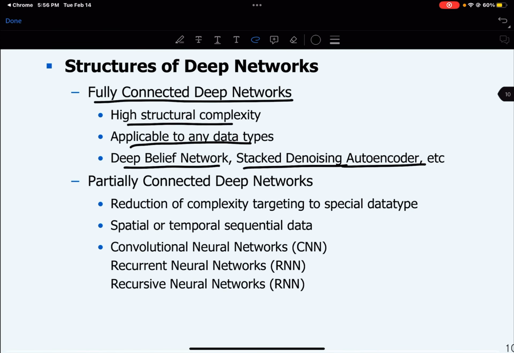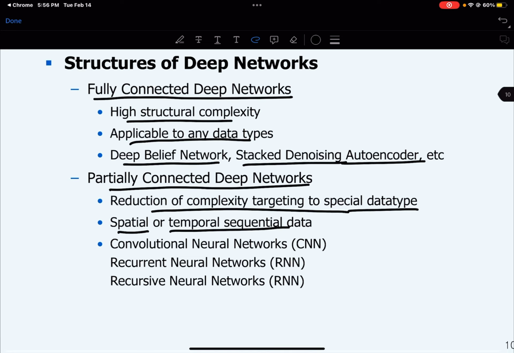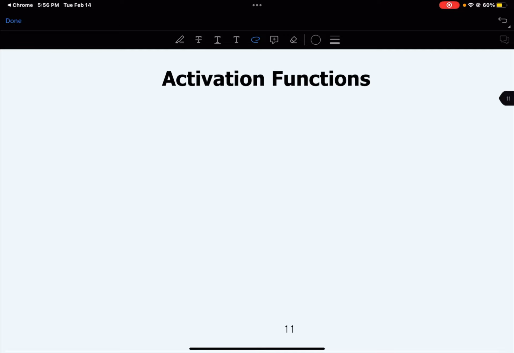Then we also have partially connected deep networks. So not all nodes are connected to the nodes in the previous or the next layers. So it reduces the complexity for special data types, and we can address spatial or temporal sequential data. We will discuss that later. Some of these networks are convolutional neural networks, recurrent neural networks, and recursive neural networks. We will address two of these in our lecture content.